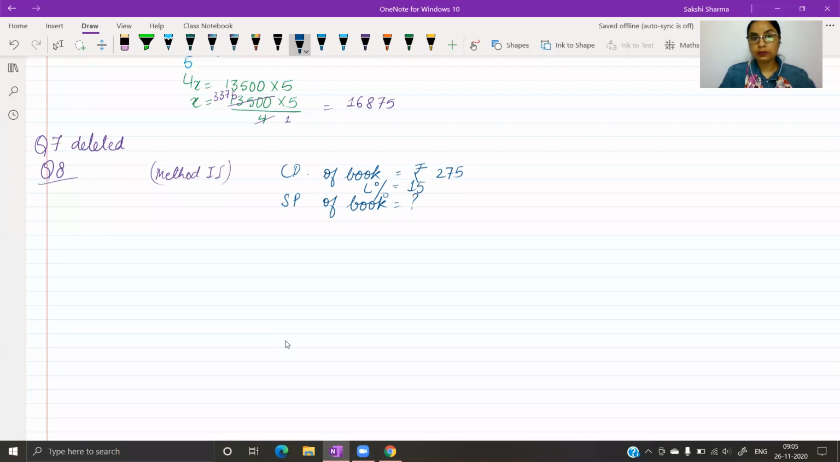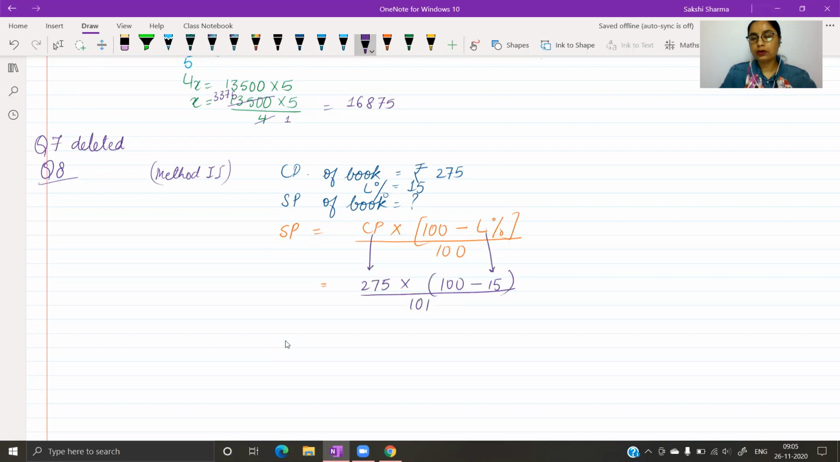Be careful wherever you have units, please write the units. The formula for SP is SP equals CP multiplied by 100 minus loss percentage, over 100, since it's loss. Now using the values, CP is 275 multiplied by, in the brackets, 100 minus 15, over 100. Don't cancel the 100 with 100. Solve your brackets and then obtain the answer.